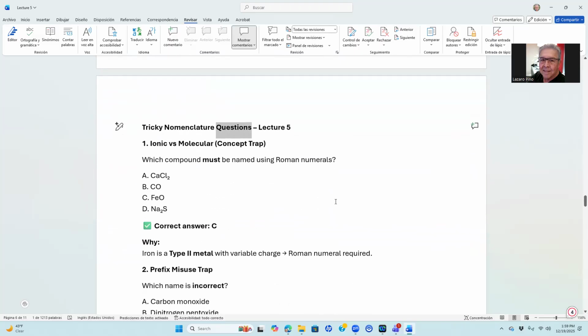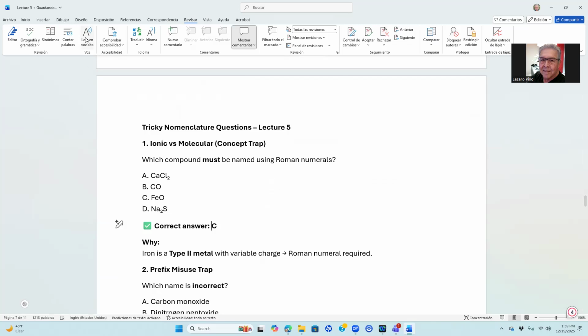Tricky nomenclature questions, Lecture 5. 1. Ionic versus molecular, concept trap. Which compound must be named using Roman numerals? The correct answer is C. As you can see, which compound must be named using Roman numerals?